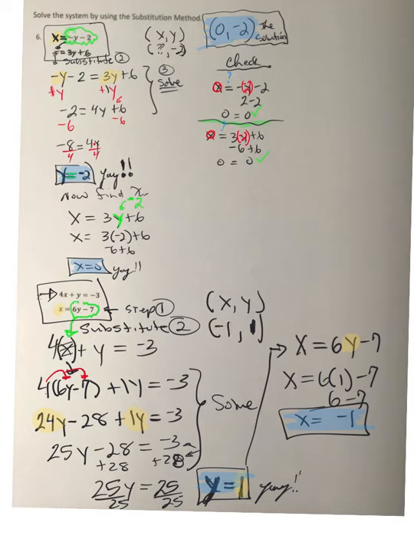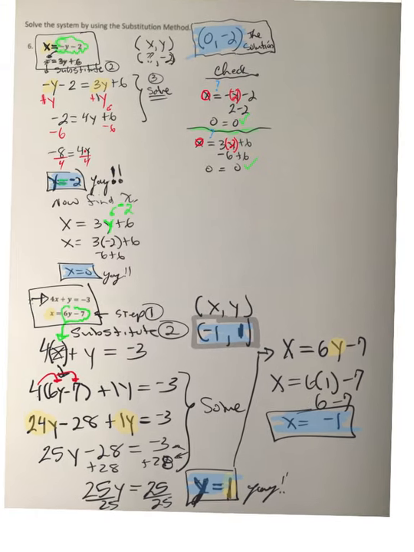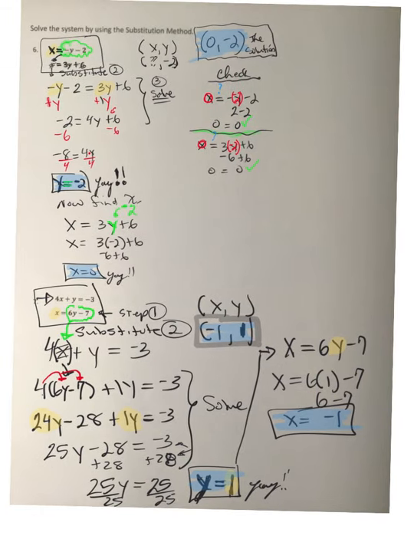We like to write our answer as an ordered pair. Maybe we made a mistake, right? Possible. Maybe we made a mistake. We could show the check. Do you remember how to show the check? I'm going to leave the check for you to do on your own to see if we made a mistake or not. But I don't think we did. Okay, that's the substitution method.